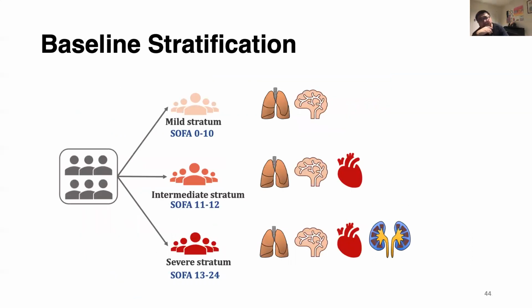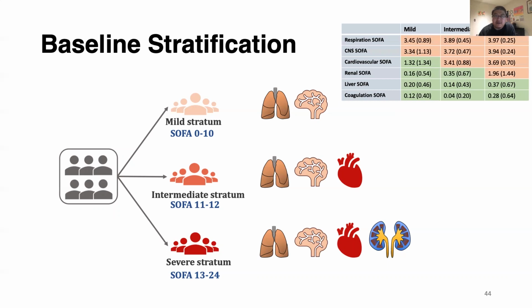As we said, COVID patient progression is highly complex. In order to deal with such complexity, we first stratify the patients according to their baseline conditions, because when they start intubation, they could be in very different stages, and this may lead to different progression patterns. So we stratify those patients at the time of their intubation according to their baseline SOFA score, as mild, intermediate, and severe.